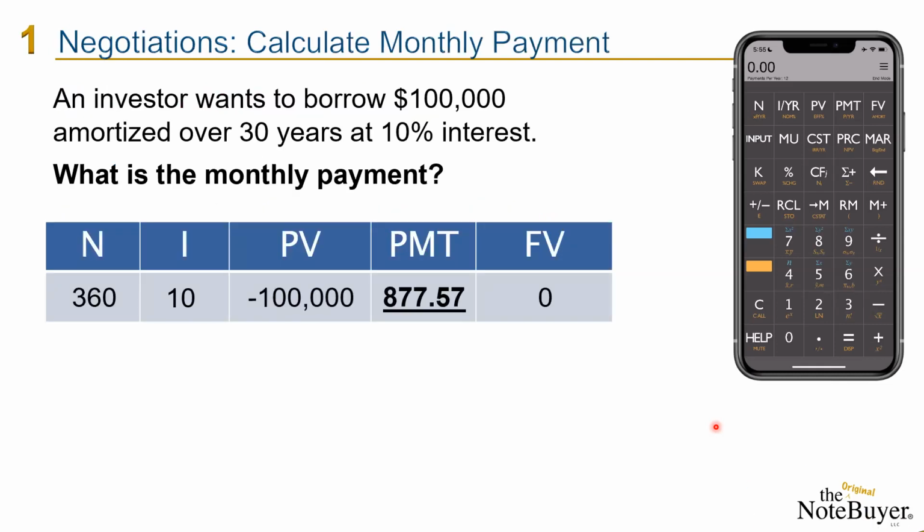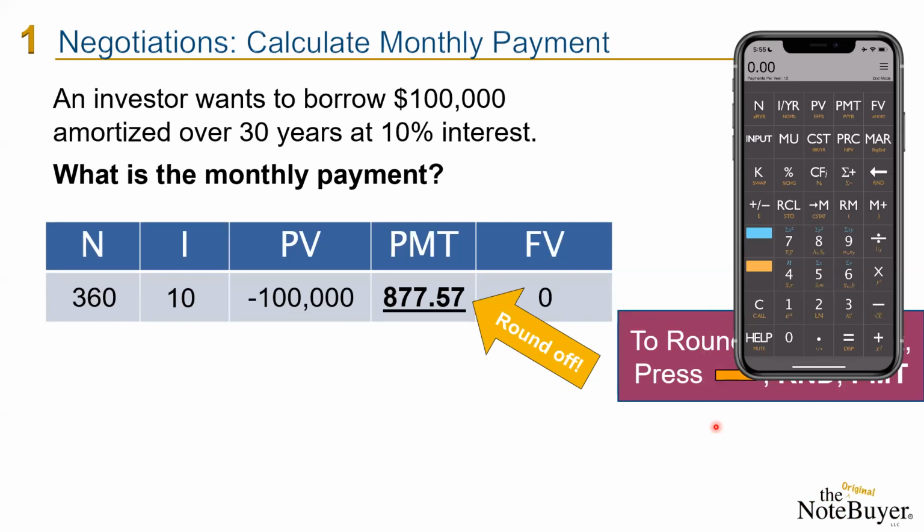Okay, we put our numbers in. I'm going to have to enter these again so you can see: 360 N, 10 into I, 100,000 negative PV. Don't forget the negative sign. 0 into future value. Now all I'm going to do is press that payment key, and the payment is $877.57. Now, if I were writing a note out, I would want to round it off.